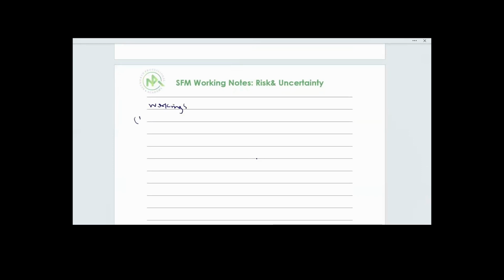Working number 1. I want to calculate expected revenue. So I'll create columns for probability, revenue, then expected revenue. So go back to the question. What are the probabilities of revenue? 0.15, 0.4, 0.3, 0.15.